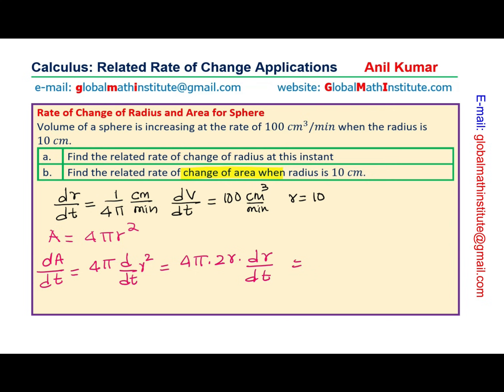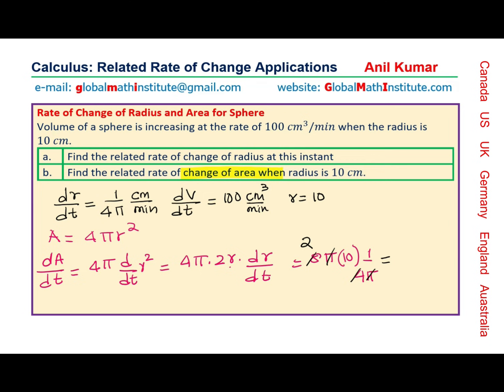So what do we get here? 4 times 2 is 8 pi, radius is 10, and dr/dt is 1 over 4 pi. Is that clear? So now you can cancel. 4 goes 2 times, and what we get is 20. Unit area centimeter square per minute.